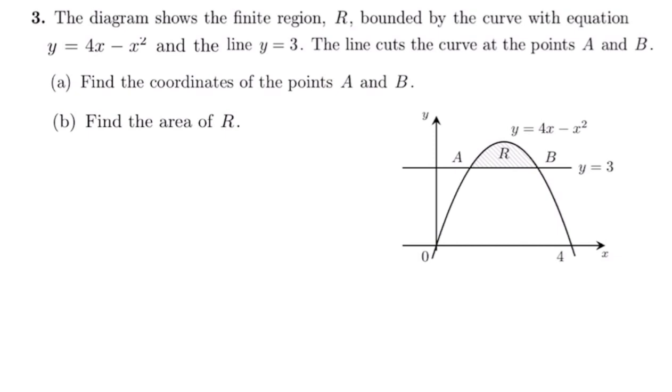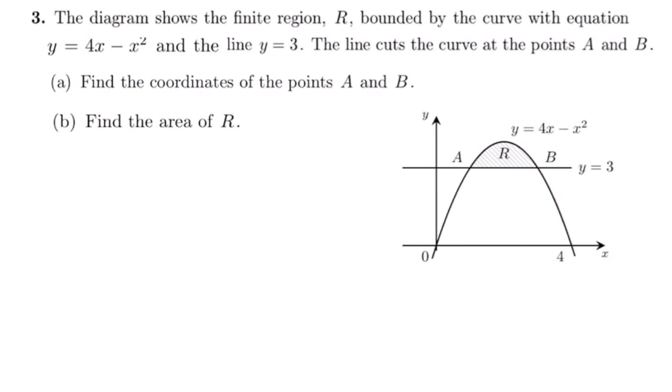Okay. So question 3, it says the diagram shows the finite area R bounded by the curve with equation y equals 4x minus x squared and the line y equals 3. The line cuts the curve at points A and B. Find the coordinates of A and B and find the area of R. So first of all, we're going to find the coordinates of A and B, and that's just setting the equations equal.